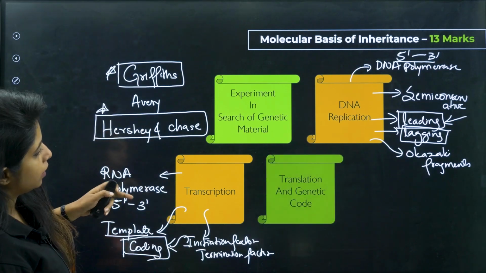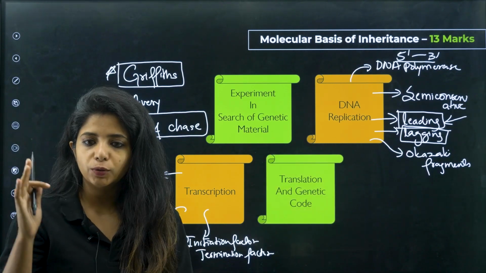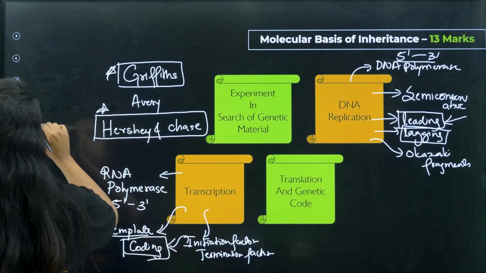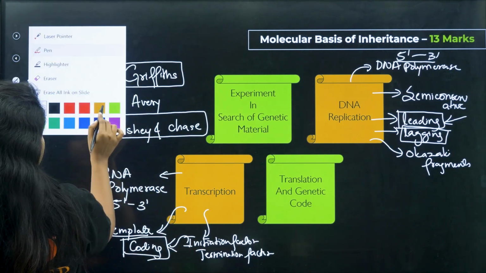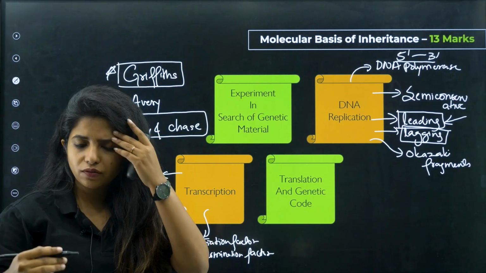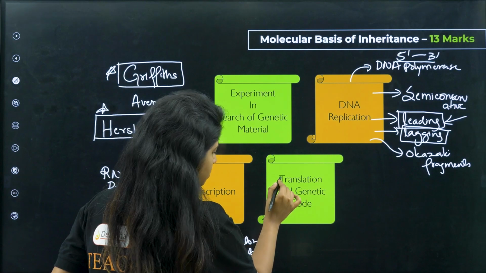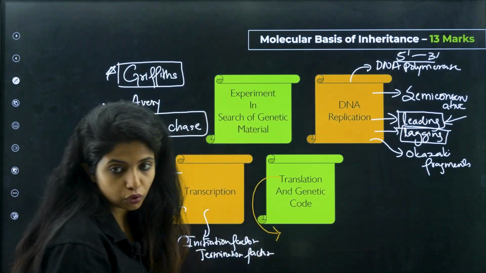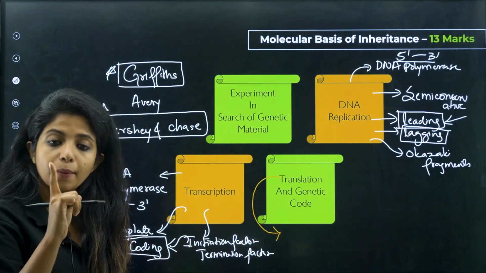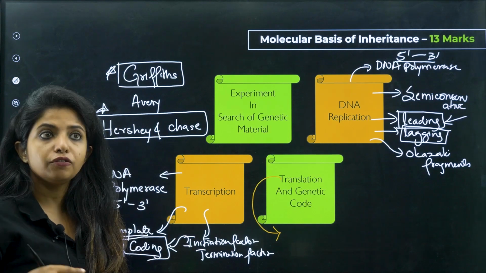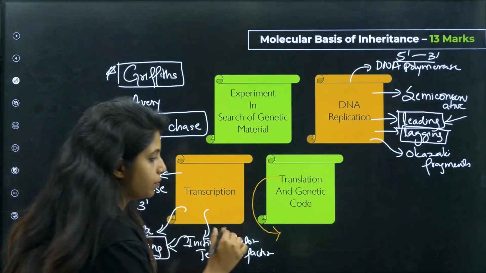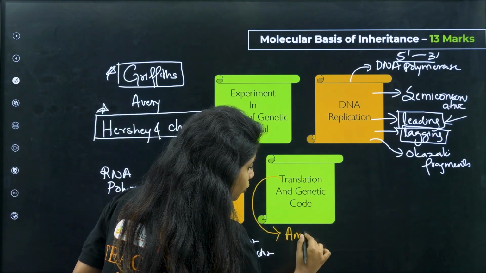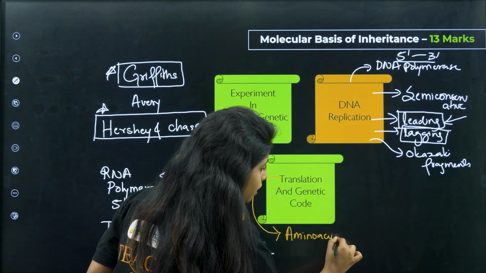Just a second. Yes, translation and genetic code. So again, the enzymes that are involved in translation, well, there is no such enzyme that you have to study, but you have to know that what happens in the first phase of translation. In the first phase of translation, amino acylation happens. Okay, amino acylation, what do you mean by that? That is also a question that has come.